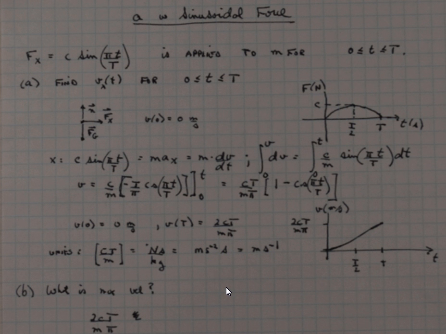And what is the maximum velocity? Well, we've already weighed in on that. It's 2cT over m pi. That comes out of the integration that we did here, and realizing that this is going to be 2 to make that a maximum.